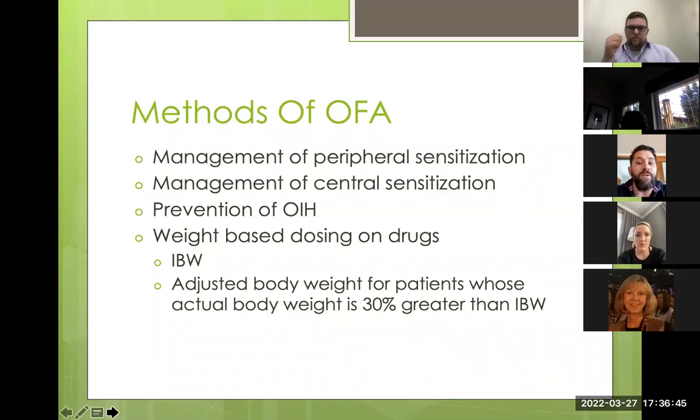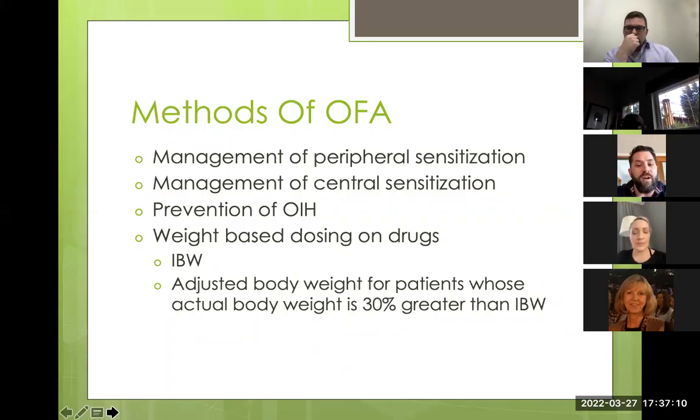So what I aim for is ideal body weight for all of my medications. If the patients are morbidly obese, I'll look at using an adjusted body weight. I set the standard at if the patient's actual body weight is ideal body weight plus 30%. If their actual is greater than that, then I'll use an adjusted body weight.